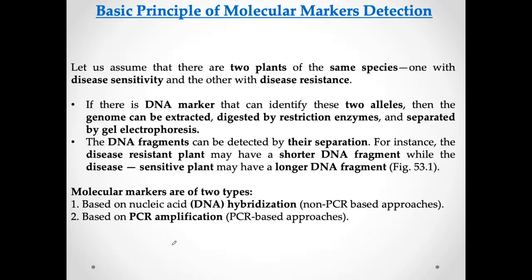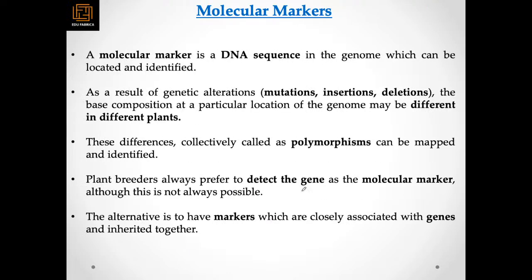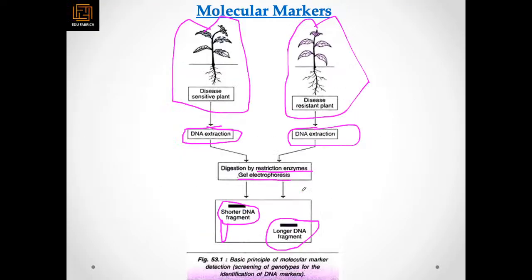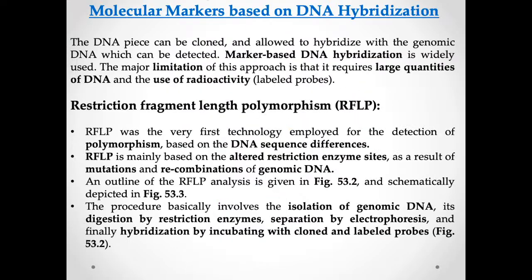And these molecular markers are of two types. One is PCR based, one is non-PCR based. The PCR based are the PCR amplifications, and the non-PCR based are the DNA hybridization based. So let's take one by one, starting with the molecular markers based on DNA hybridization.